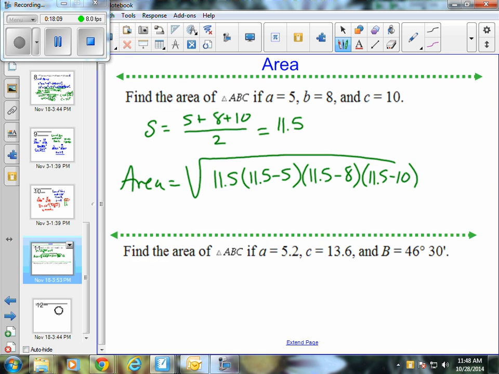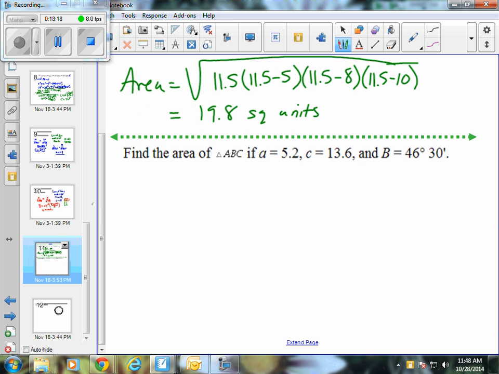And just try that on your calculator. Make sure you're good to go. Don't forget the square root. And I got 19.8 square units. So if you have 3 sides, Heron's formula is the way to go.